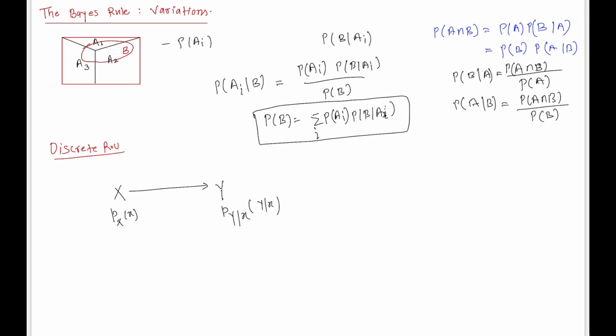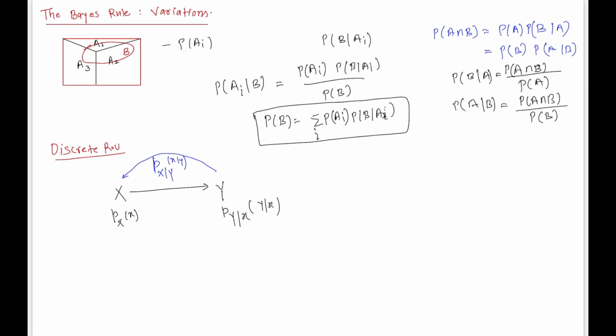Now once you have this information, you will have to make a revision of your initial PMF. That means now you are going to infer the PMF of random variable x given y. So we can make use of conditional probability or the Bayes theorem to find the PMF of random variable x given y, right?